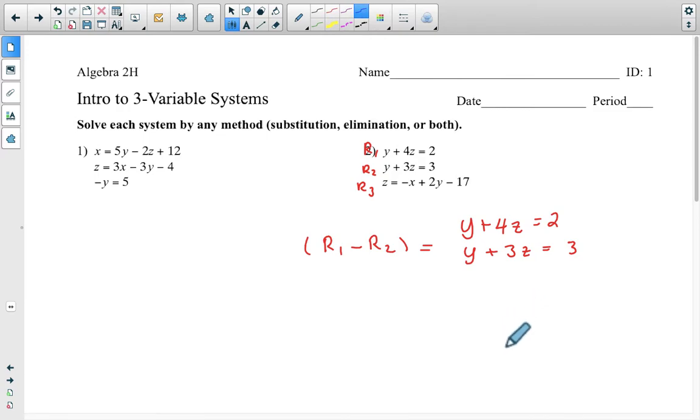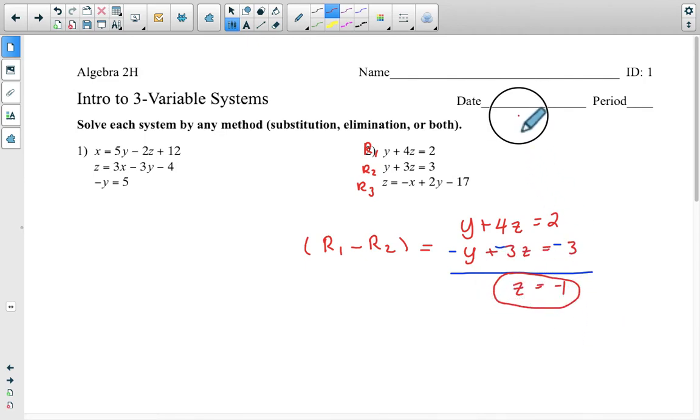And so I did say subtract, but if you want to think of it as multiply R2 times -1, we can do that. So if we multiply this times -1, then we're going to make all of those negative. And now when we add these straight down, the y's are going to drop off. We are left with z equals -1. Okay, I'm 1/3 of the way done with my problem, right? I have my z answer.